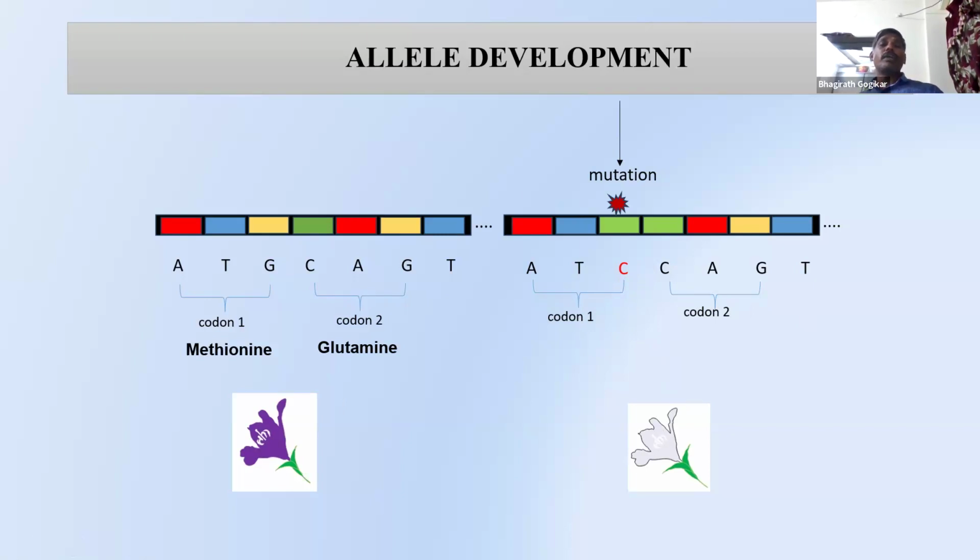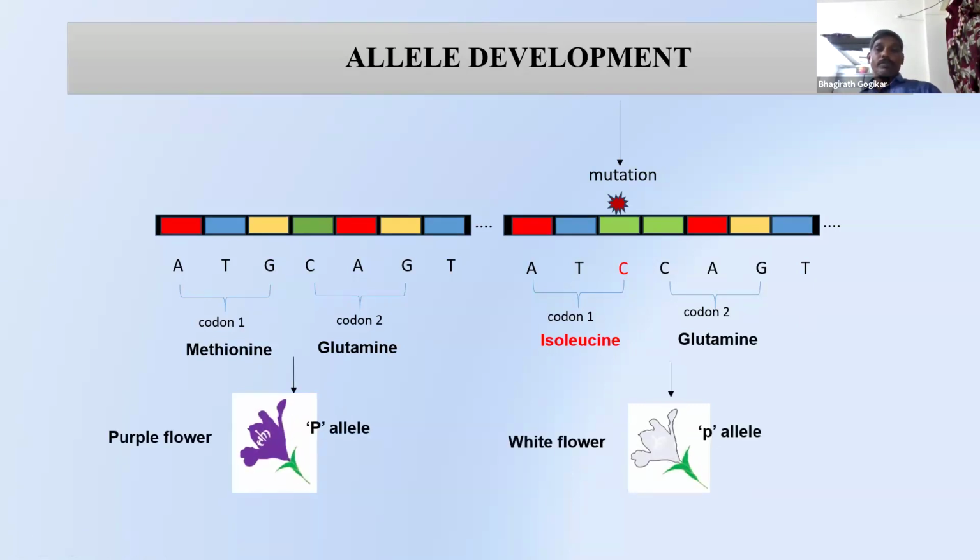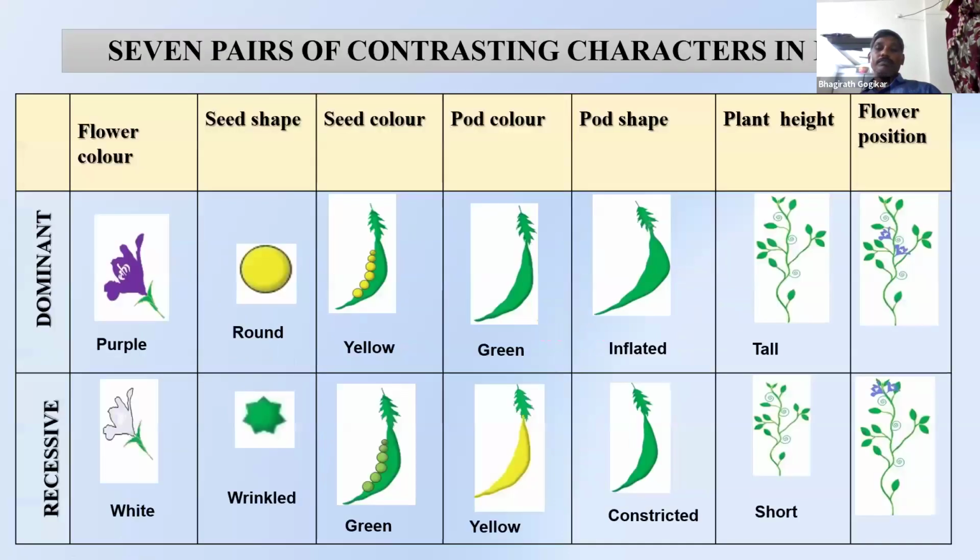So this is nothing but allele development, how alleles are involved in the metabolic process, that is in RNA synthesis or in protein synthesis. In the place of methionine, we are getting isoleucine here. That's why the flower is white. Okay. So think about the allele here.